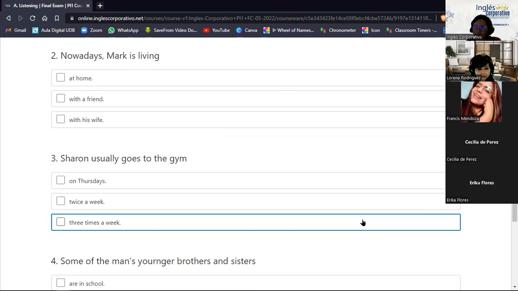Esta preposición la vimos, ¿se acuerdan? Cuando nosotros utilizamos on, la utilizábamos con la fecha. Por ejemplo, hoy decimos the last class or the last session is on June 23rd, which is today's date, right? And we also use it with days: on Monday, on Tuesday, on Friday, on Sunday, on Saturday, right? So on Thursday, twice a week.